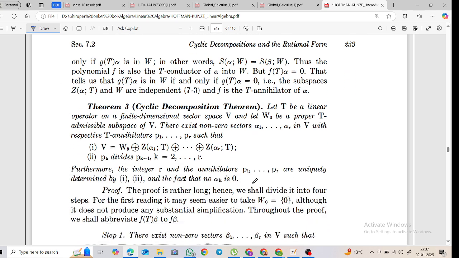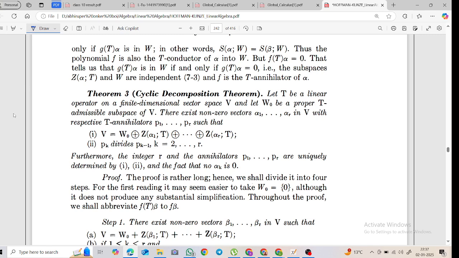And the beautiful thing is that they will prove this theorem. Now I would request you to read this statement of the theorem very carefully at least 2 to 3 times. This is the most important theorem, I feel. I mean, this is the goal of what we have done so far. The whole chapter 6 leads up to this cyclic decomposition theorem. Read this very carefully.